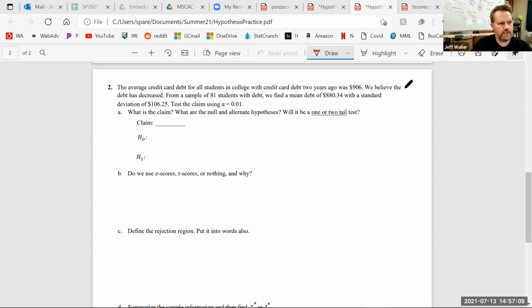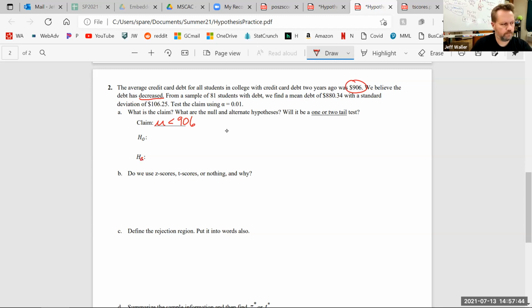So the average credit card debt, we believe the debt has decreased, but I already know what the claim is. All right, what's the claim? That the mean is less than 906? Good. Less than 906. Is everybody with that? And that one's a little in your face. You see the word decreased. That is a directional word. Does that make sense? Directional word? Okay. So where's that going to go?